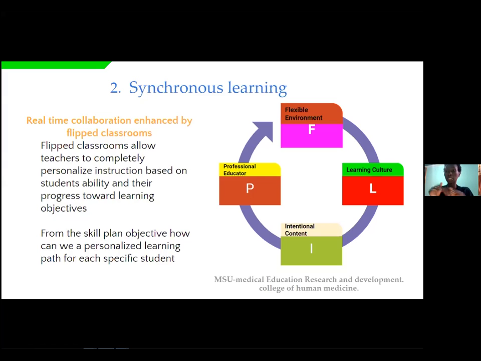So from the skill plan objective, how can we personalize the learning path for each specific student? To understand this, let us look at what we call the 4 pillars of the flip learning model. The flip learning model has 4 pillars. The F in flip stands for flexible environment. This allows for a variety of learning modes.